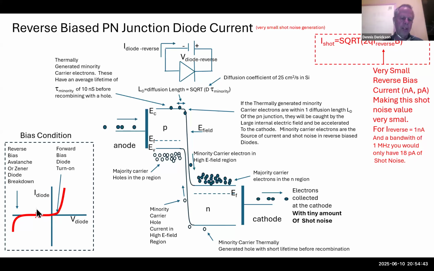But if you move that bias condition from right here over to the reverse breakdown, there's two kinds of reverse breakdown. There's avalanche breakdown and there's Zener breakdown. But if you biased the diode here, you'll have substantial noise generation and substantial current generation. And so let's look at those cases where we bias the diode far out in reverse bias where it's starting to break down.